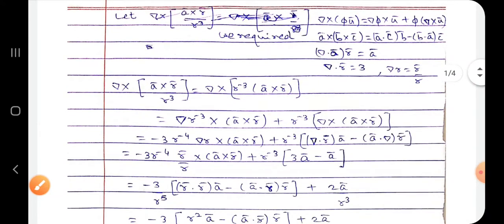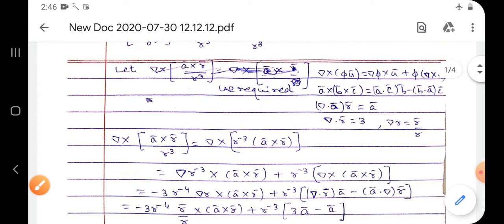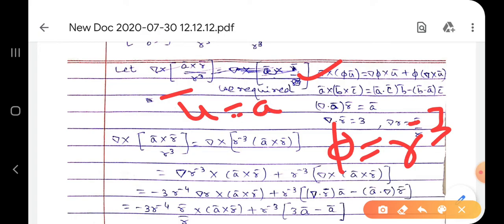In the next step, use our first identity here. What is our first identity? Del cross phi u bar is equal to del phi cross u bar plus phi into del cross u bar. Use this identity. So what I get here? What is my phi and what is my u bar? So phi is equal to r raised to minus 3, right? And what is my u bar? U bar is a bar cross r bar. So this term is u bar and this term is our phi.